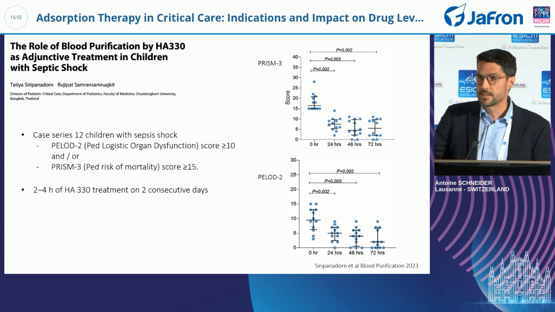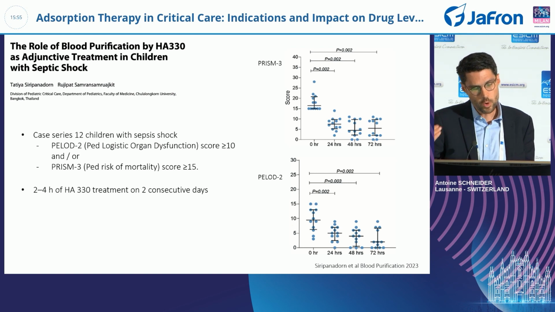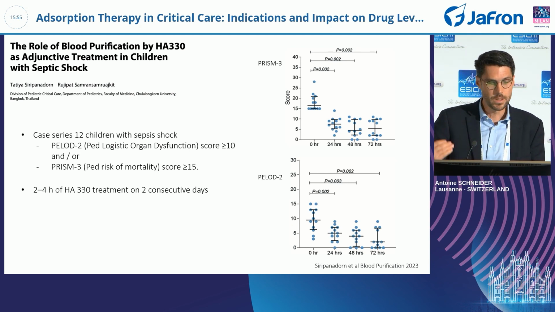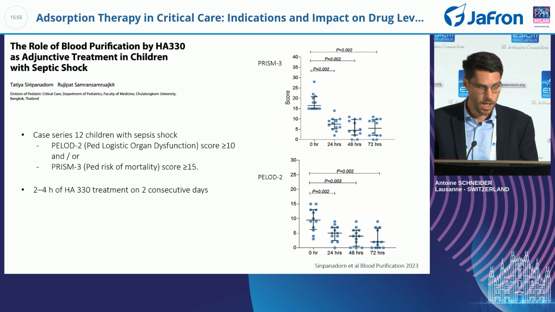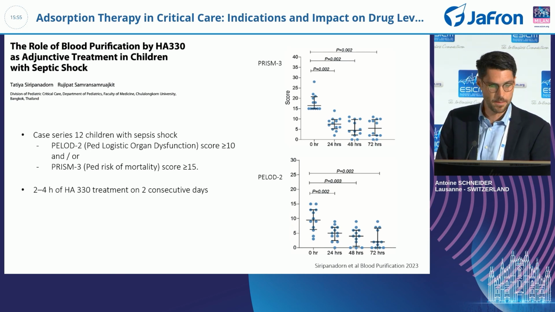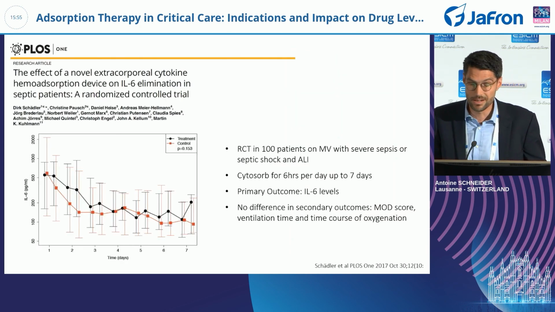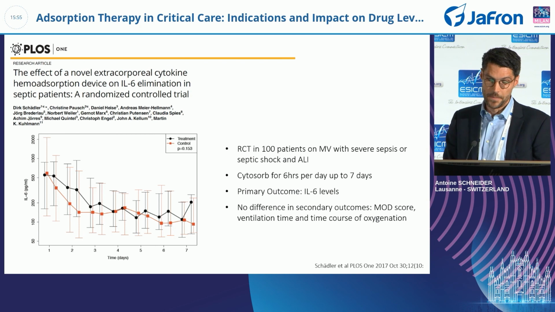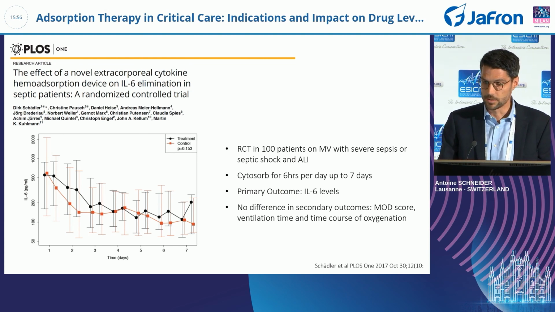There's been case series. I'm just going to show you one because it's quite striking. 12 consecutive kids with very high inflammatory organ dysfunction scores that were treated with hemoadsorption and had a decrease in their gravity score within 24 hours. So very rapid improvement of their hemodynamics after the therapy for a few hours. Of course, we had a randomized control trial that was conducted a few years ago, and this trial failed to demonstrate a benefit either in IL-6 or pro-inflammatory cytokines or secondary outcomes.